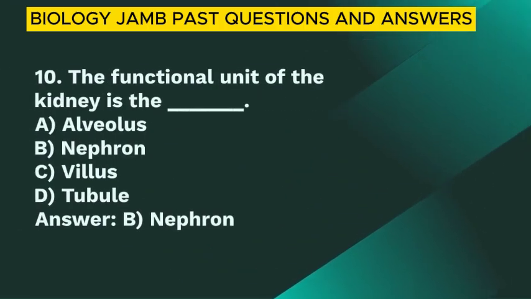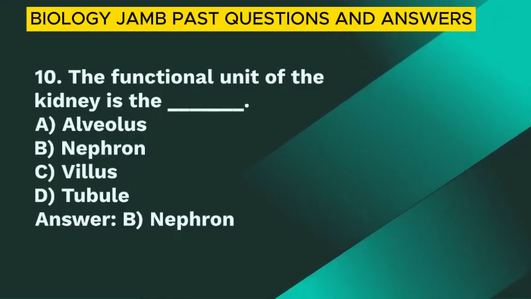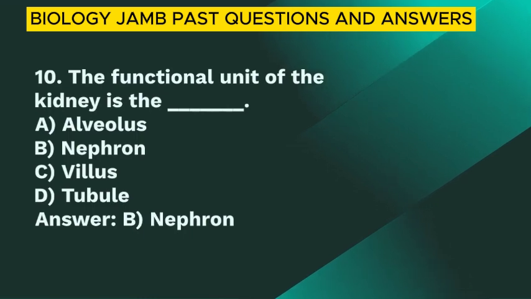Question number 10. The functional unit of the kidney is the A. Alveolus, B. Nephron, C. Villus, D. Tubule. The answer is B, which is nephron.